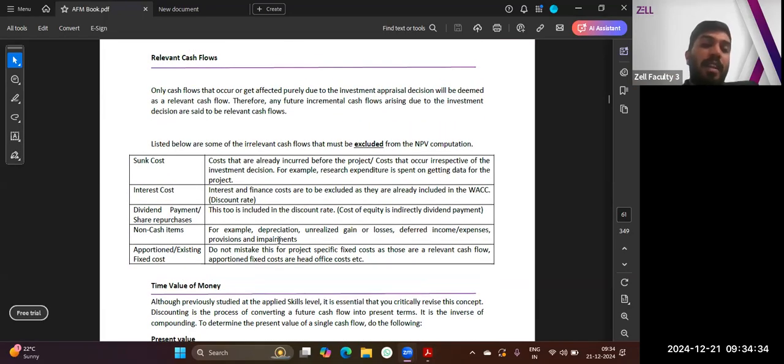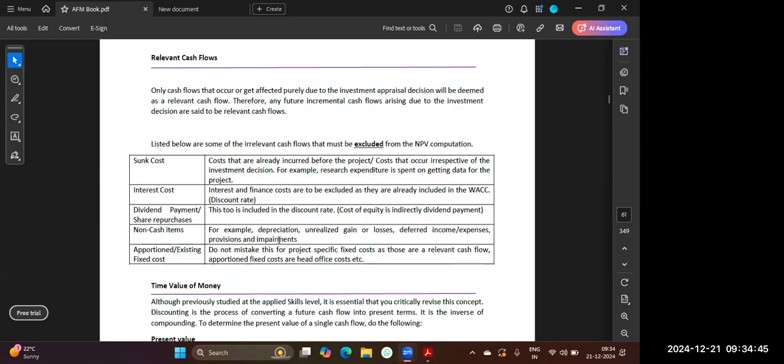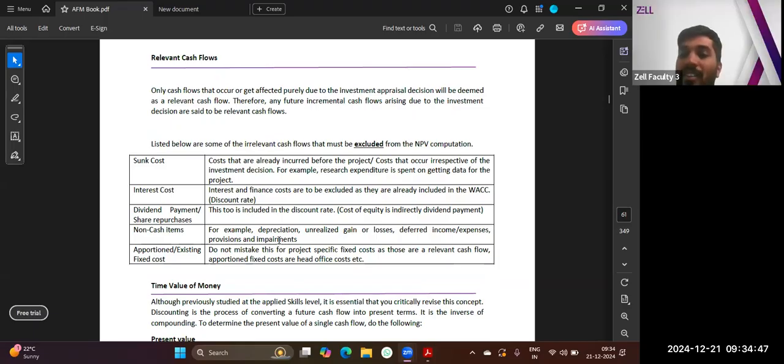Let's understand what we mean by relevant cash flow. I'm sure you must have heard this term before, sunk cost. I think only a couple of people understand that. What is sunk cost? What about the others? Do you know what we mean by sunk cost?